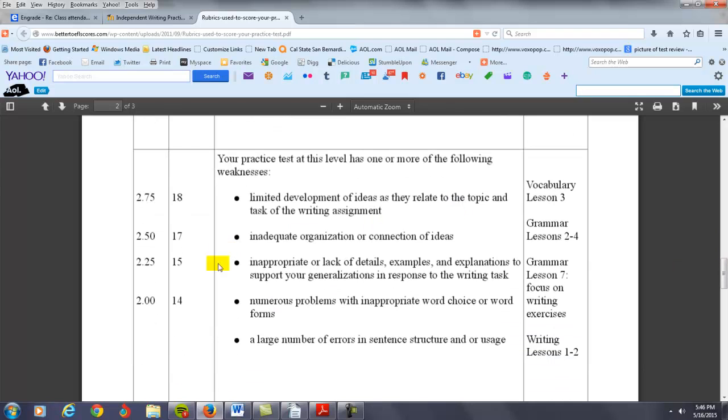So if you look into here, according to the rubrics, you have a large number of errors in sentence structure and or usage, as I pointed out. You have numerous problems with inappropriate word choice or word forms. So you have to really work on, it looks like, your sentence structure and your word choice. This seems to be an emergency for you.